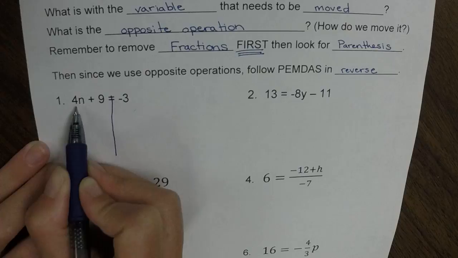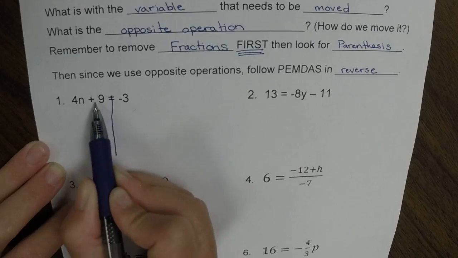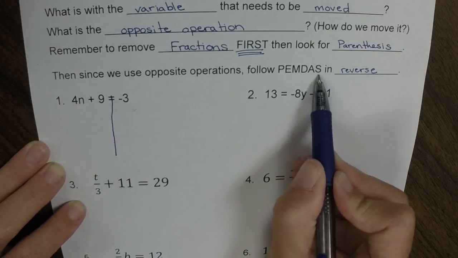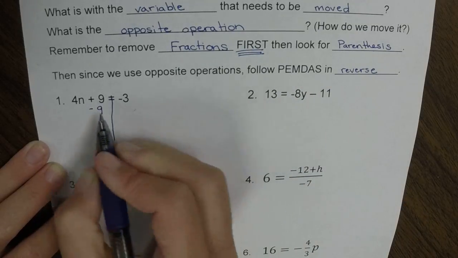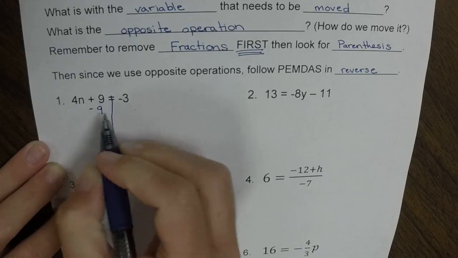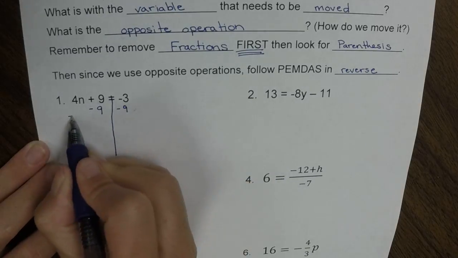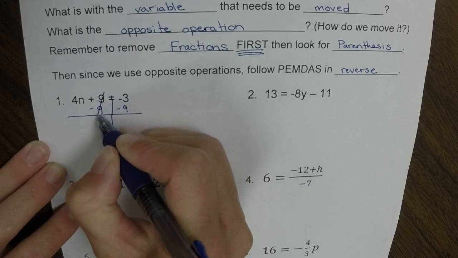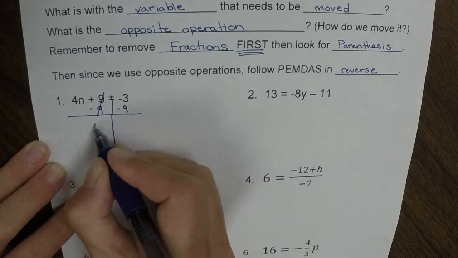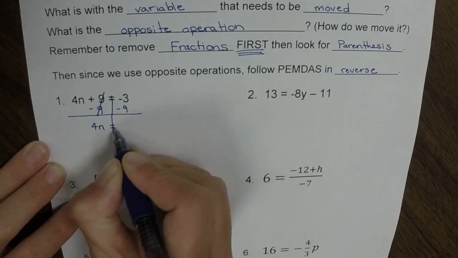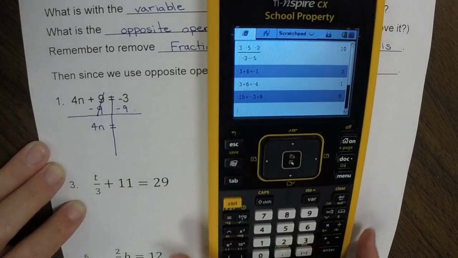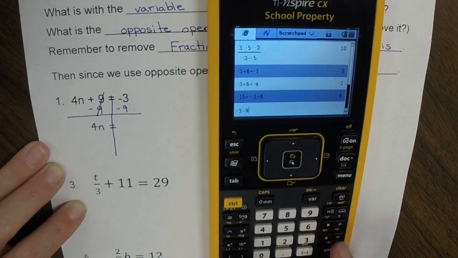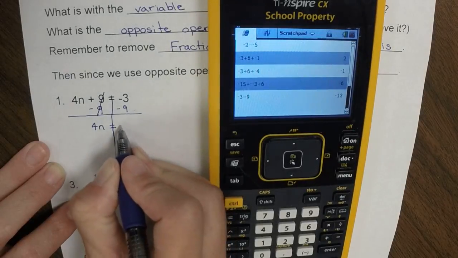So if you have to kick people out of the party one at a time, the first person that you're going to kick out is this plus 9. Again, reverse order. So we're doing the addition and subtraction. We're moving that first. So if I do minus 9, because again, this is addition, the opposite operation is subtraction, minus 9. That's my first step. So 9 minus 9 is 0. We double check. Then I bring down what's left. So I have 4n, and then I can do -3 minus 9. And if you don't believe me, I'll go ahead and pull up the calculator. And I get -12.